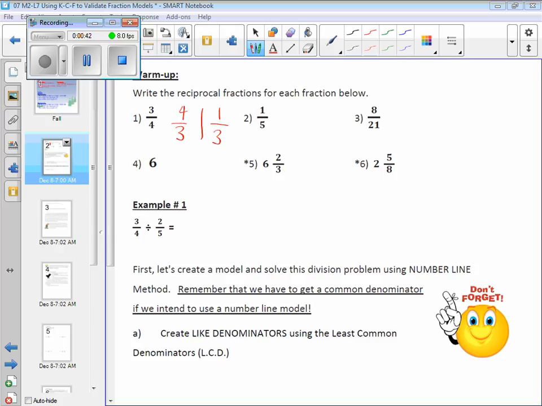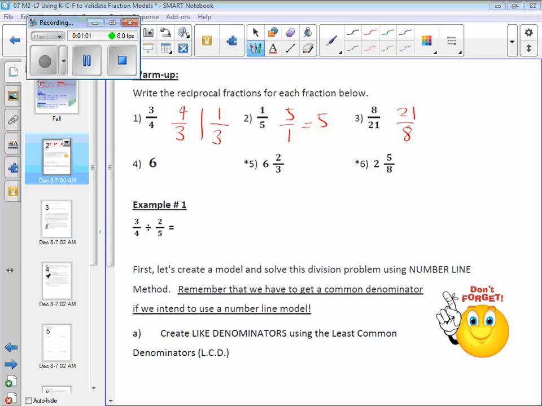What about 1/5? Or 1 1/5, which is what as a whole number? Okay, both are correct. 8/21. Turn it upside down. What do you get?